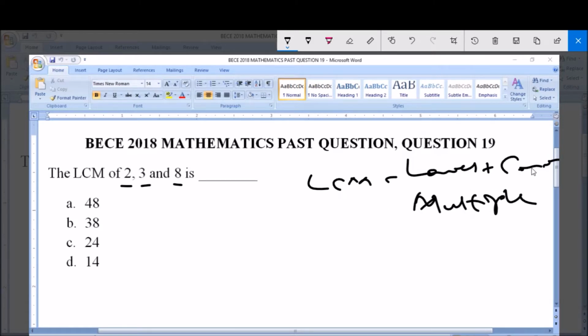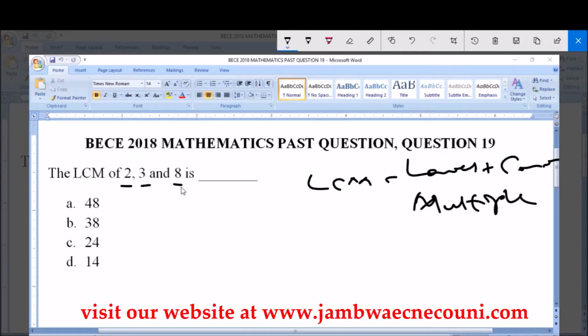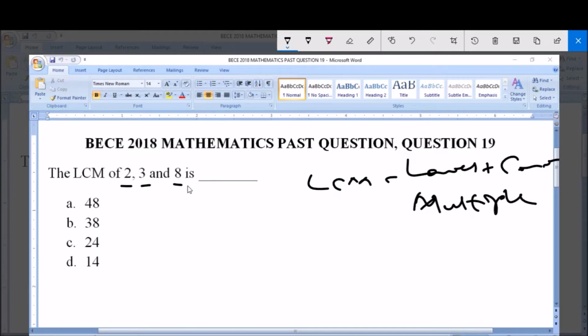Now we are looking for the common multiple. Common multiple simply refers to what? A number which is a multiple of 2, also a multiple of 3 and a multiple of 8. That is, this number is a multiple of all these numbers. And then lowest common multiple simply refers to the lowest out of the numbers which are multiples of these given numbers.